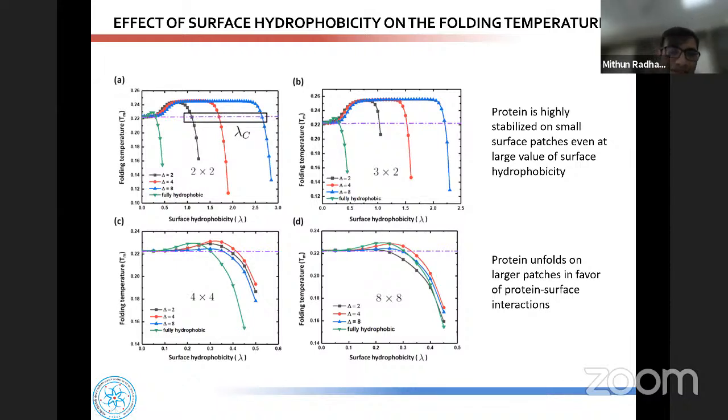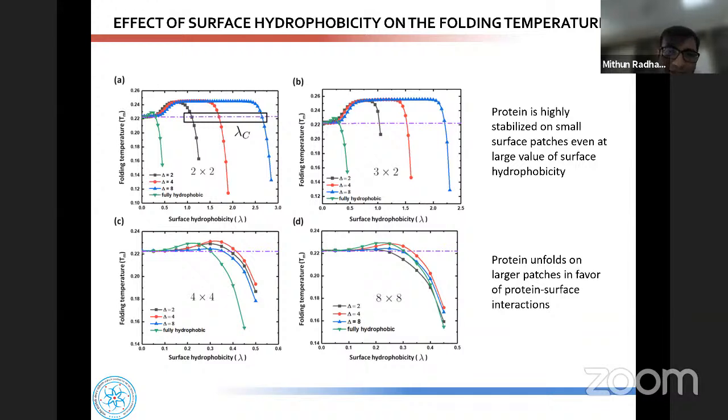So what it is saying is, as I decrease the spacing between the patches, the protein has more of a tendency to unfold. Why? Because when it looks around, there is a hydrophobic patch in its proximity. But still, to do that, you need a sufficiently high value of lambda, because the protein doesn't want to break its internal HH contacts in favor of protein surface contacts, and it does so only at a higher value of lambda. And the situation is pretty much the same for 3 cross 2, except that the increase in the folding temperature is slightly higher compared to my 2 cross 2 patch.